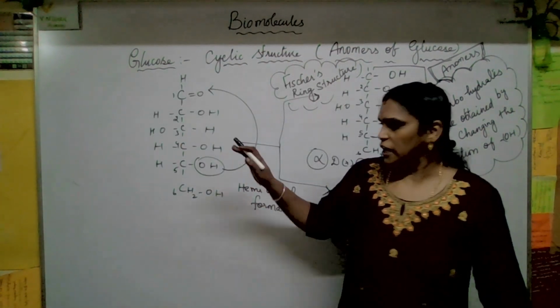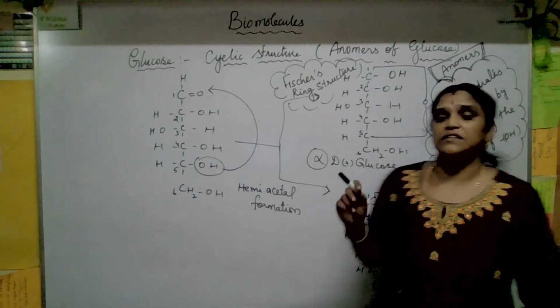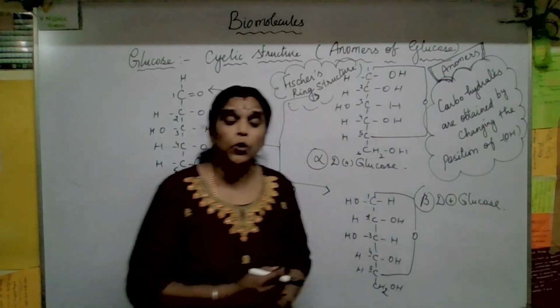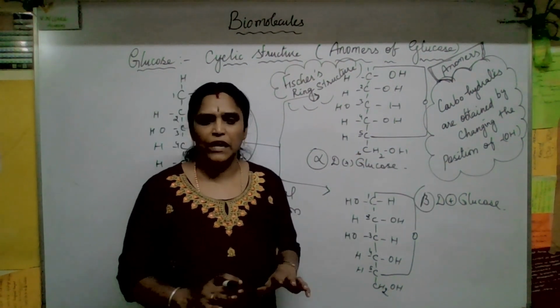Okay, hope you're clear with that. What is hemiacetal formation? How do we get this ring structure? What is the anomeric center? What are called anomers? I hope you're clear with that.